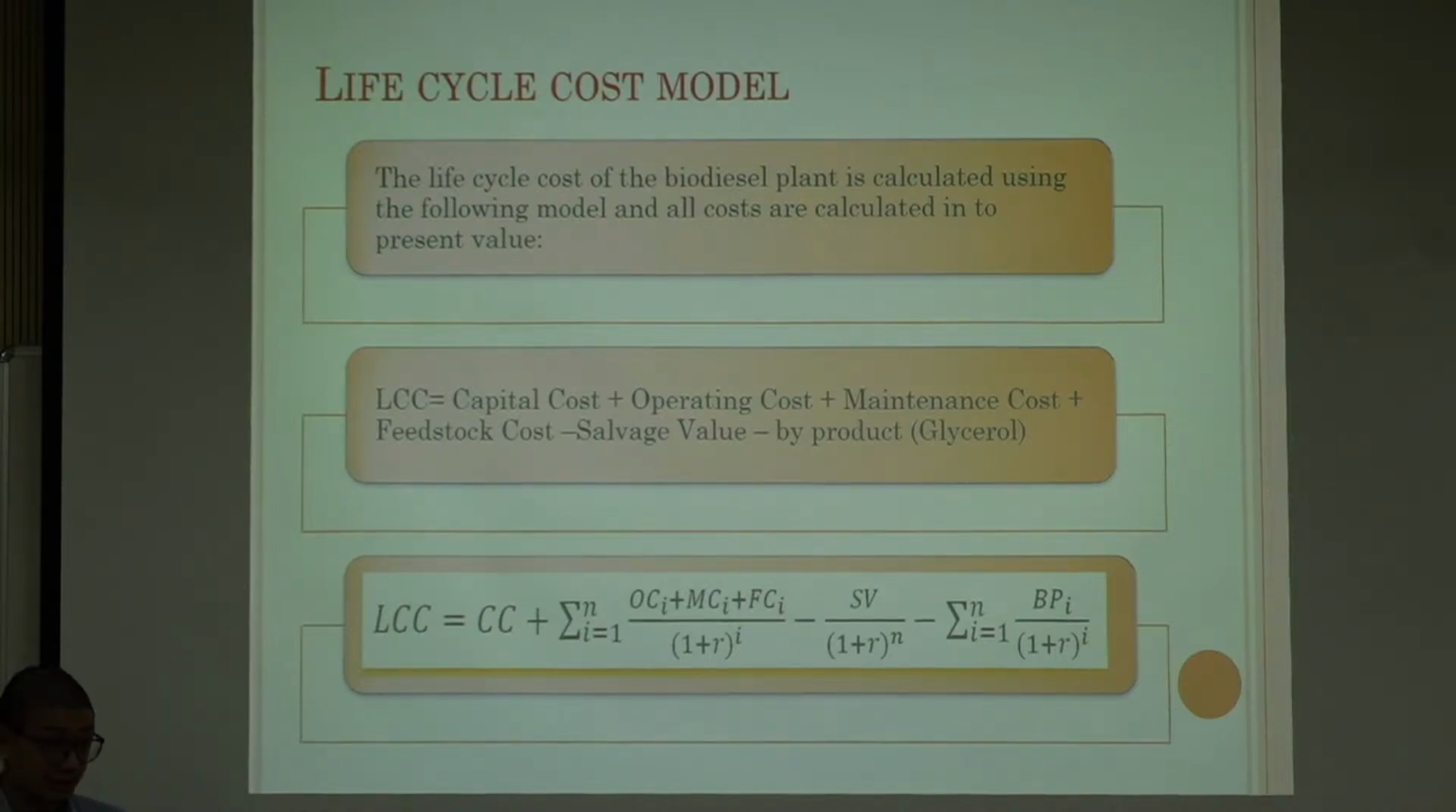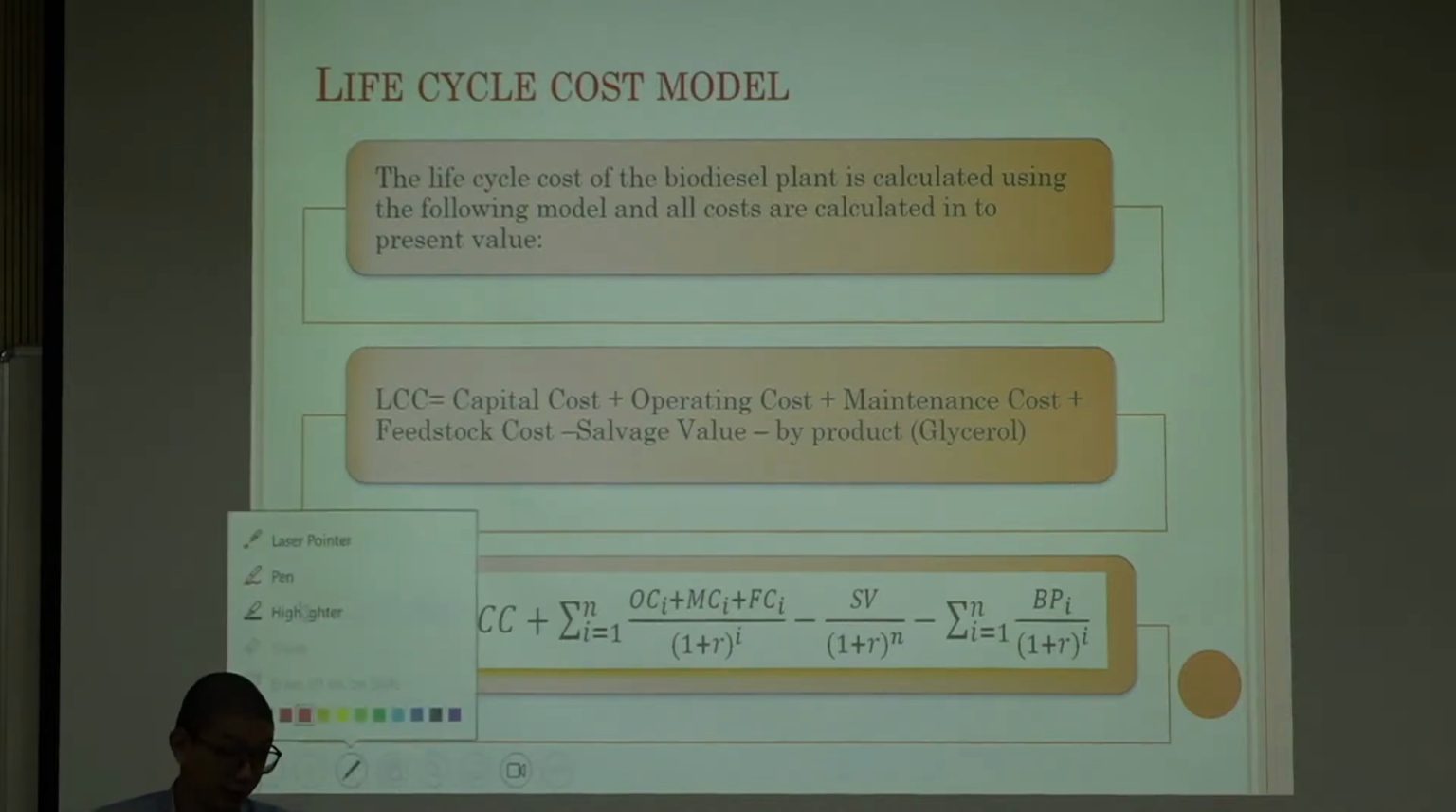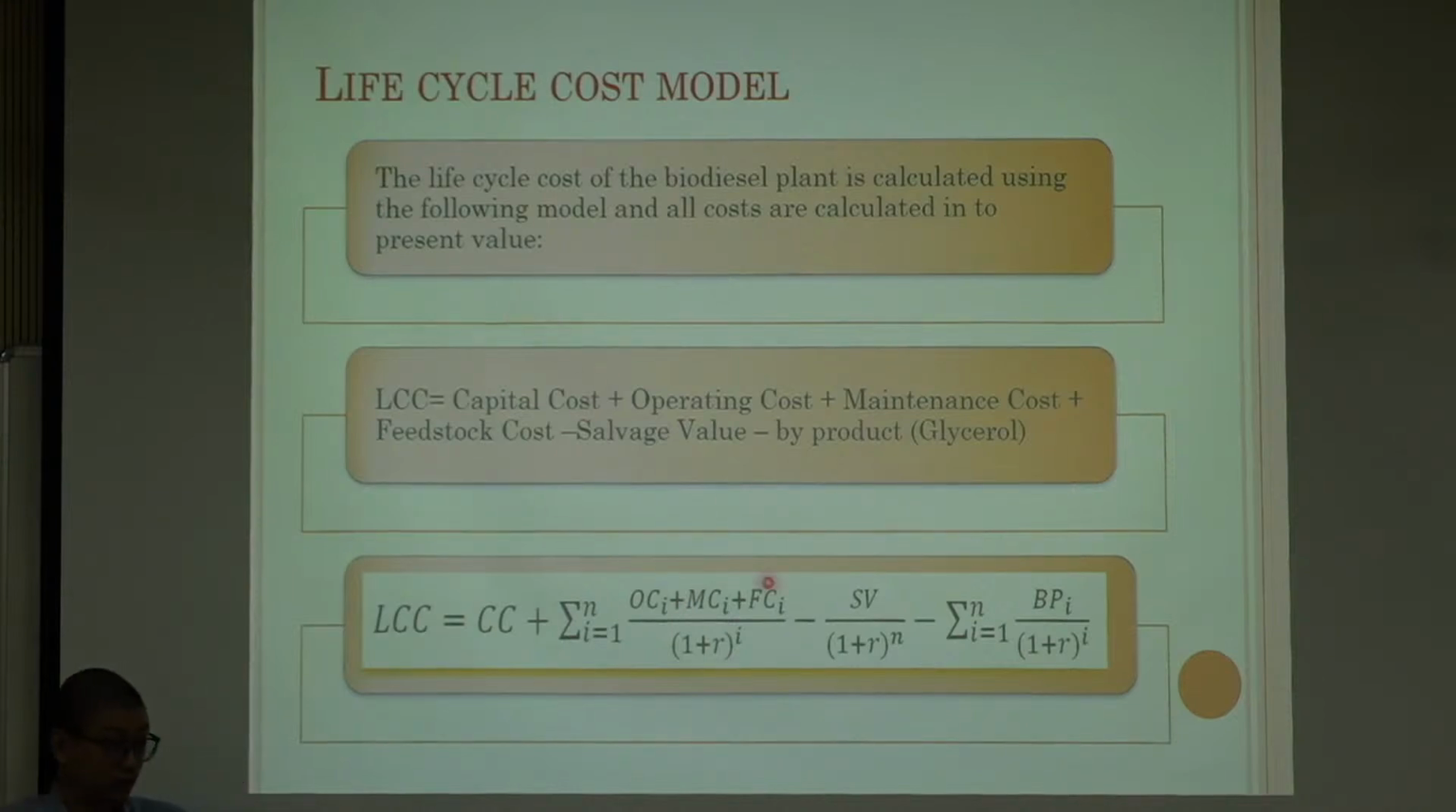Then for the cost analysis, normally what people do is very simple: we consider the overall cost. It depends on where you want to start, for a certain lifetime. For example, in this study, we calculate for 20 years, including all the potential costs, of which the major ones are your capital cost, operating cost, maintenance cost, and in this case the feedstock cost. Then the sales value and also the byproduct, if any.